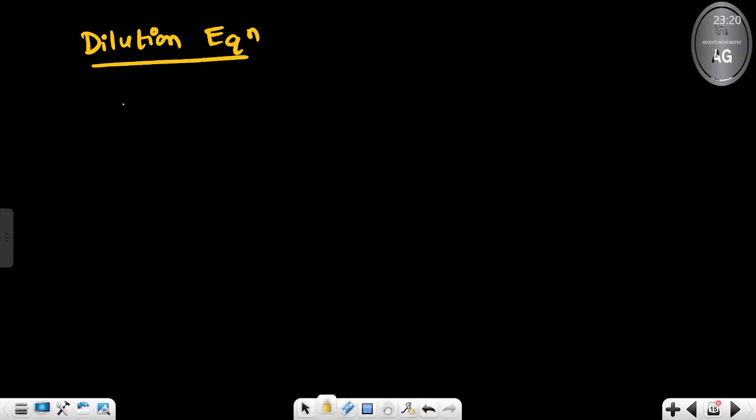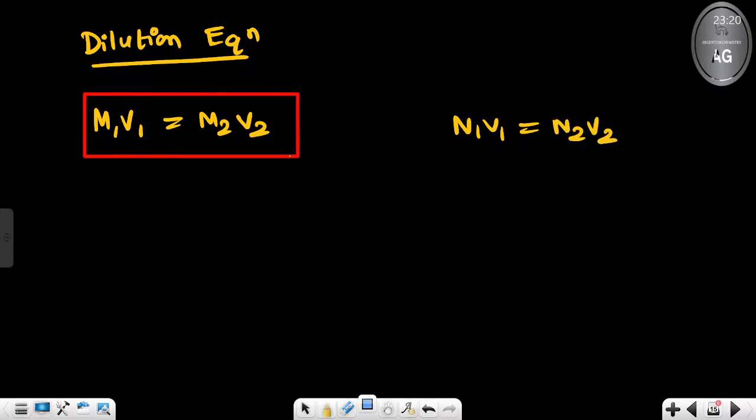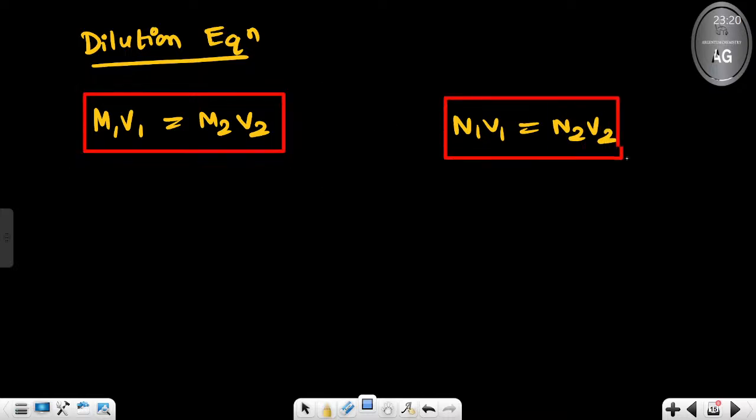So the dilution equation basically has two parts. One is M1 V1 equal to M2 V2 and the second one is N1 V1 equal to N2 V2. Only these two formulas you need to remember.